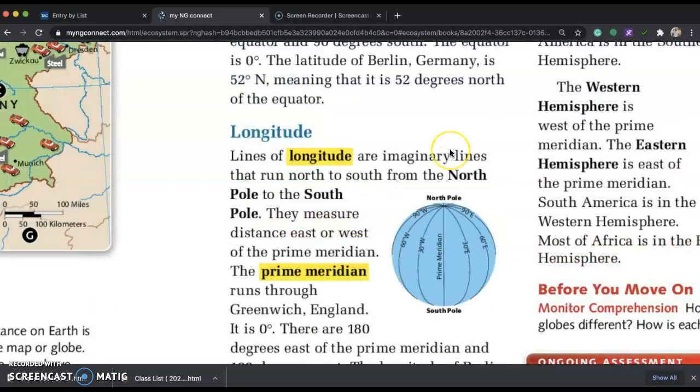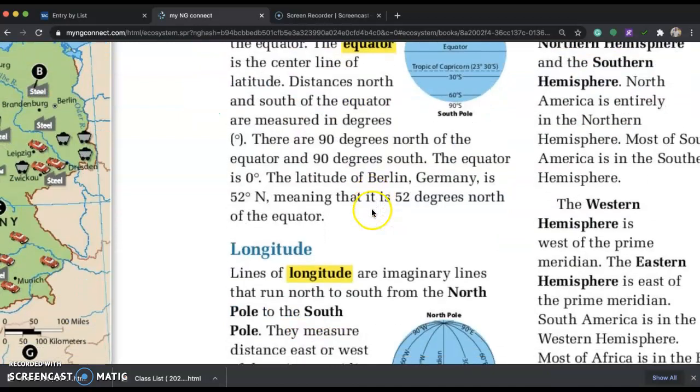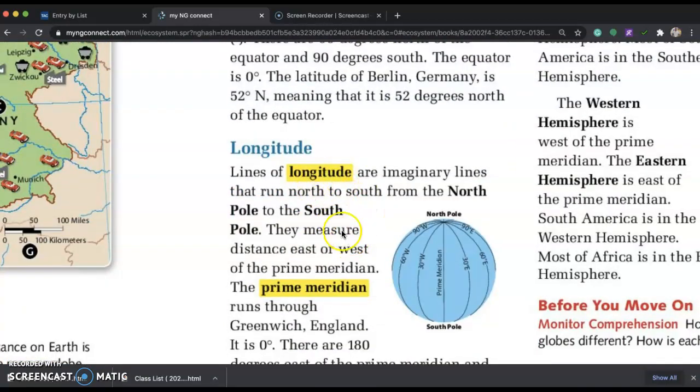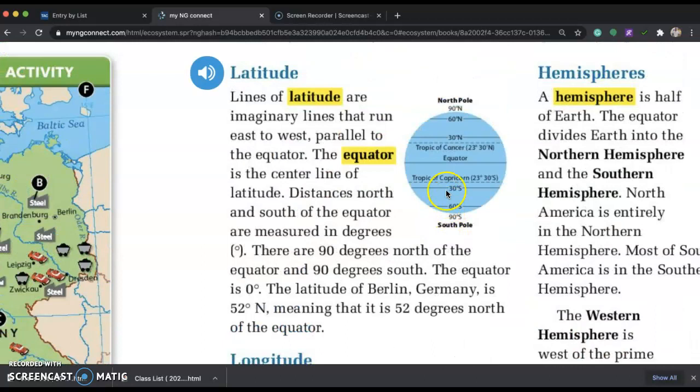But the difference between latitude and longitude is that lines of longitude intersect at the poles. That means that they meet. So they're all coming together. Lines of latitude never meet.